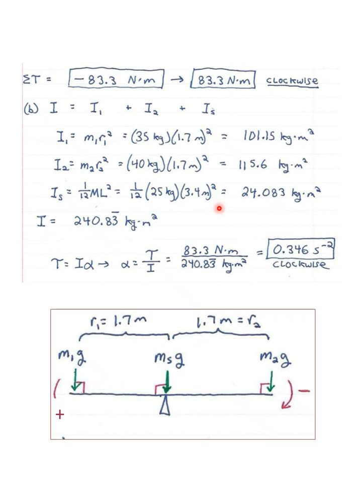kilograms meters squared. And now we plug that into the equation that alpha is torque over moment of inertia. We take the torque that we got, divided by moment of inertia, and we get 0.346 radians per second squared. And because the overall torque was in the clockwise direction, the acceleration will be in the clockwise direction.